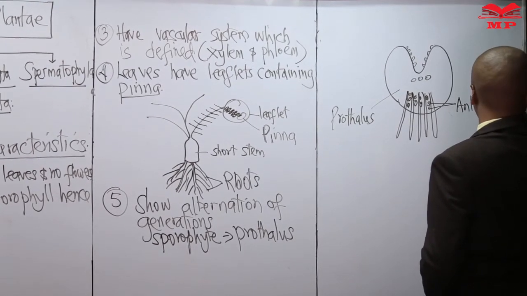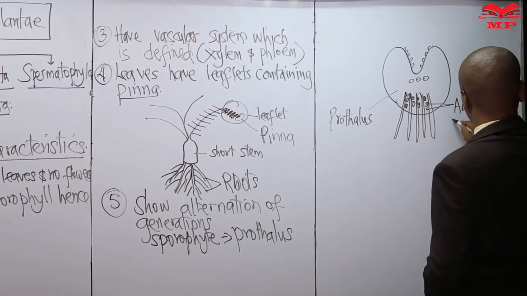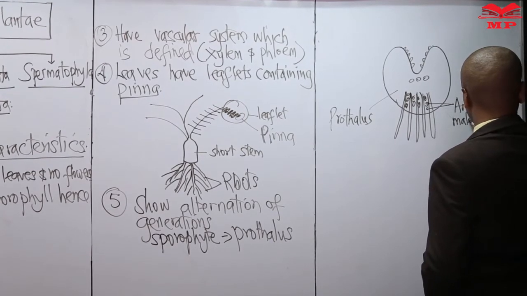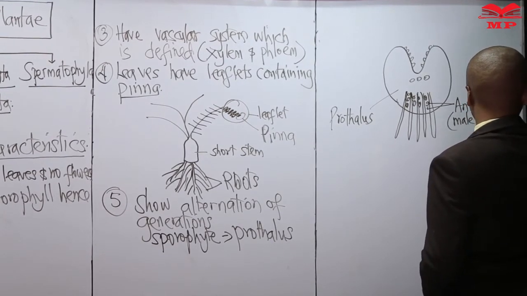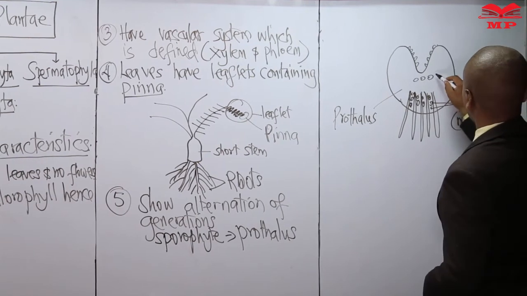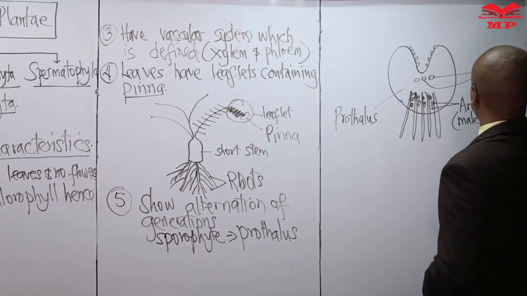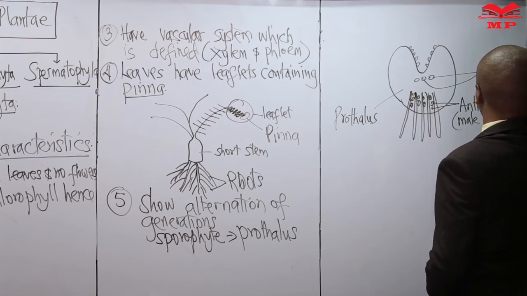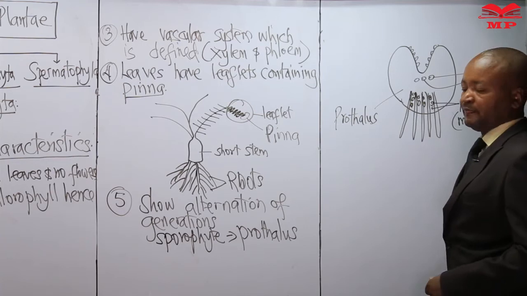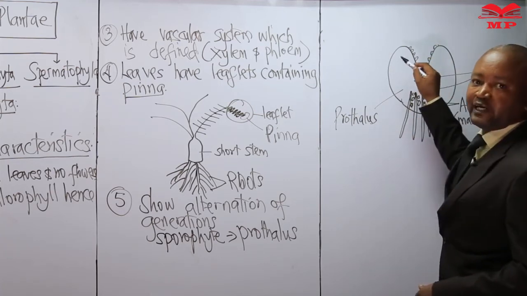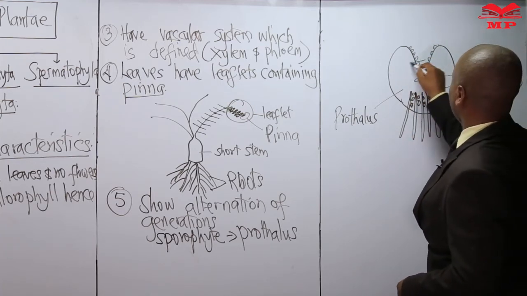Antheridia are many. Antheridium is one. This is the male part. Then this one is the archegonia. Archegonia is the female part. Then this part here, which makes it look like a heart, is known as the apical notch.